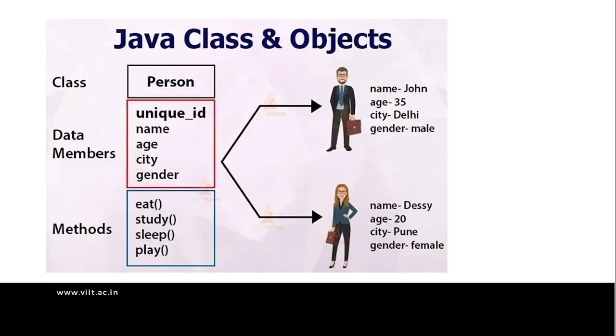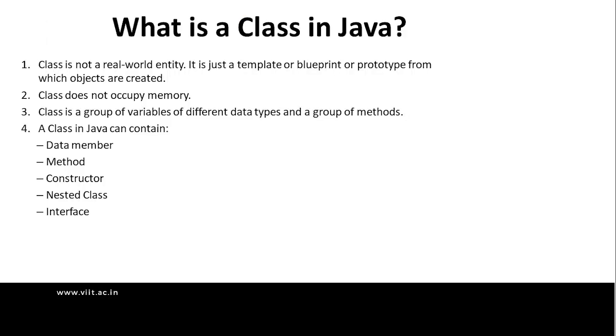For example, the class is a person and its data members are like unique ID, name, age, city, gender. Also methods are like eat, study, sleep, play. Its data member instances are like name is John, age is 35, city is Delhi, gender is male. Also data members have one more instance like name is Daisy, age is 20, city is Pune, and gender is female.